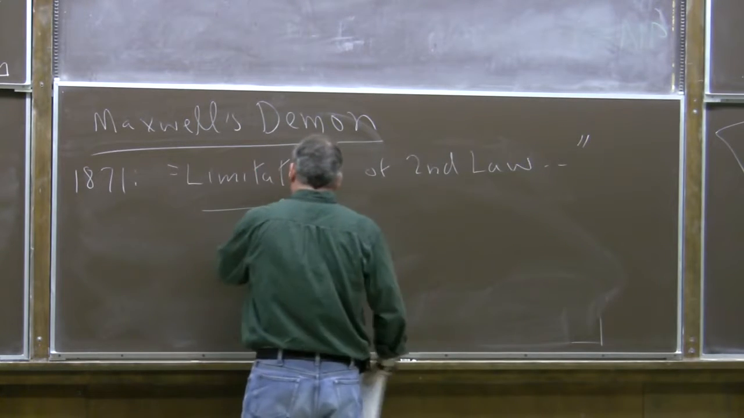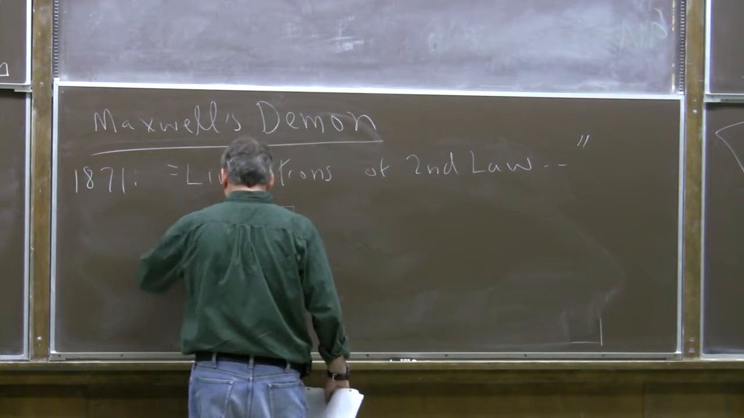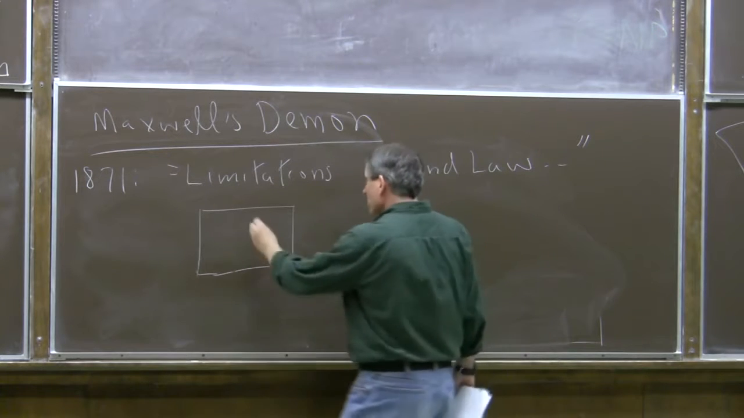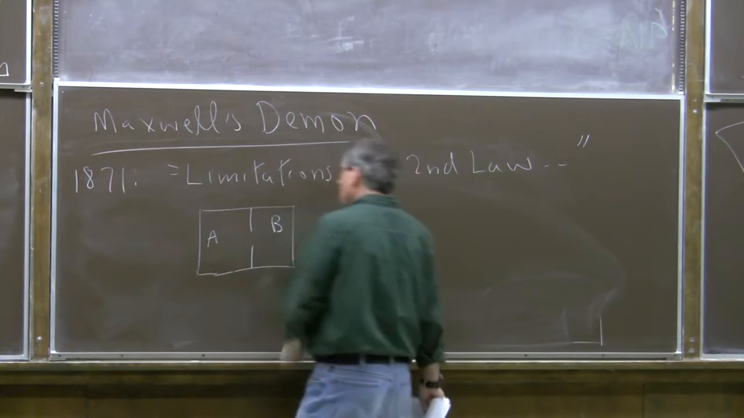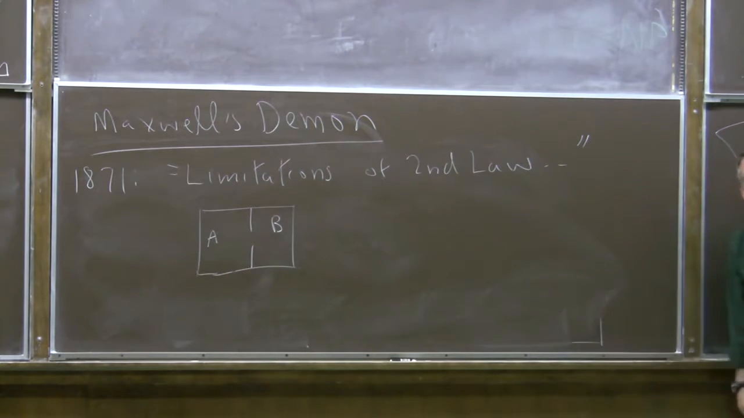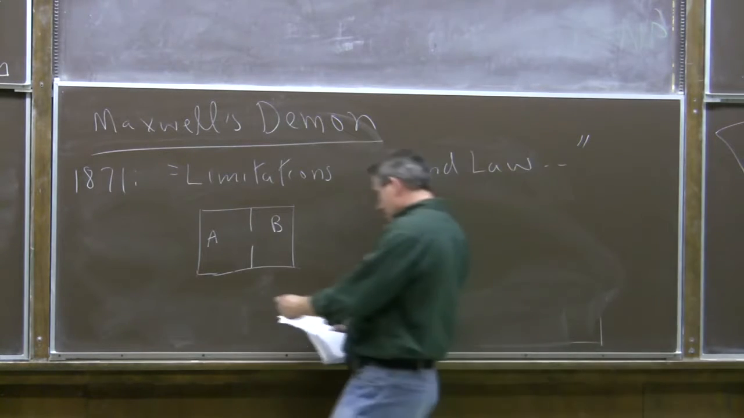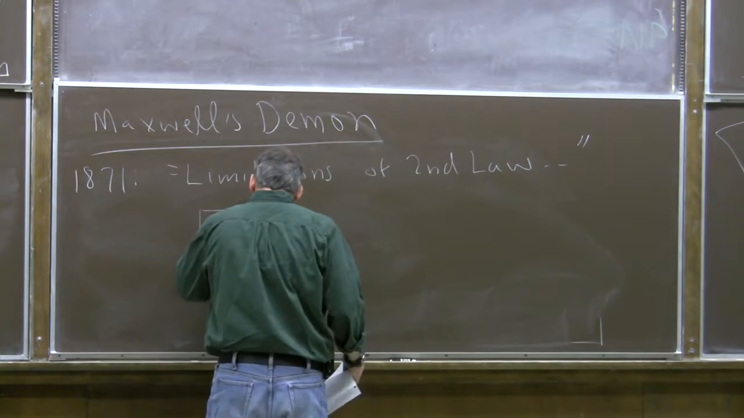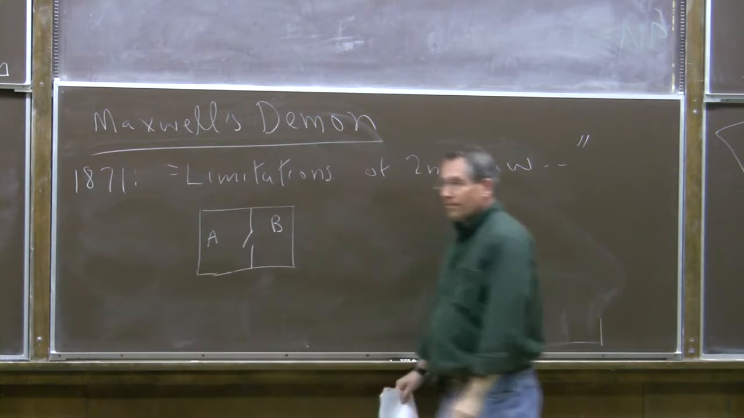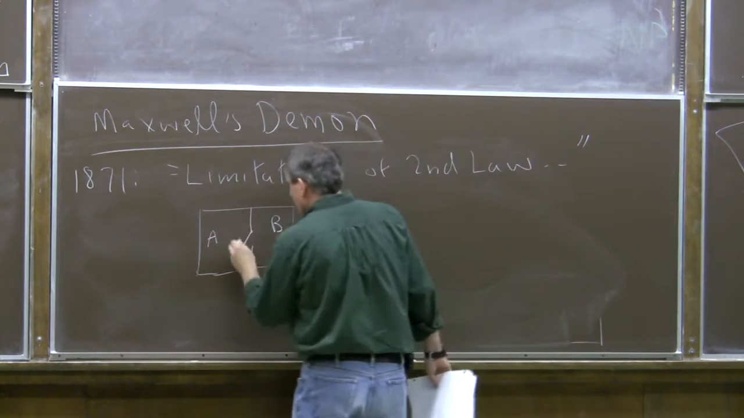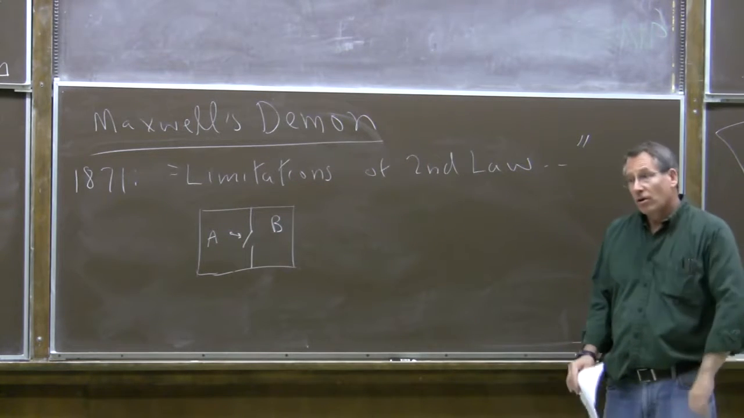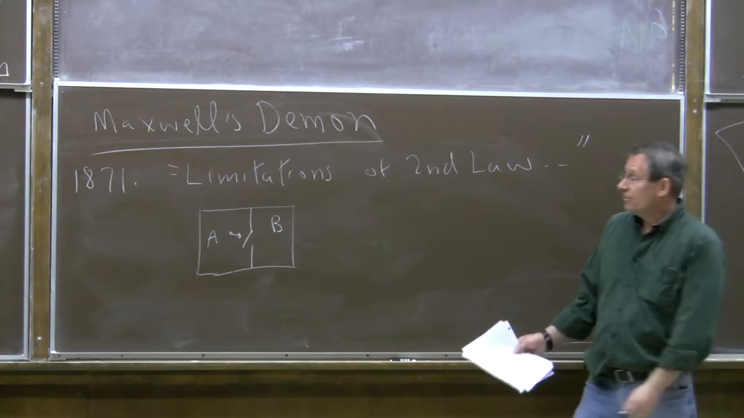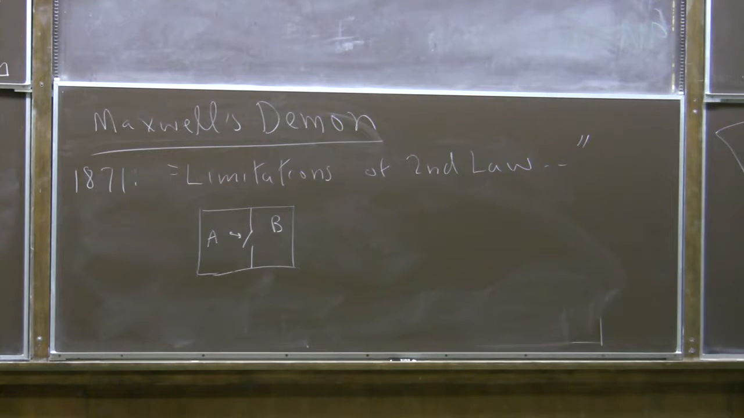Suppose I have gas in a box. One of our favorite things to consider. And suppose the box is divided into two parts. There's a partition in the middle. I'll call the part to the left of the partition A and the part to the right of the partition B. And there's a little door I can open and shut. When a molecule is heading towards the door, I can open the door and let it pass, or I can close the door and it bounces off the door and doesn't pass.